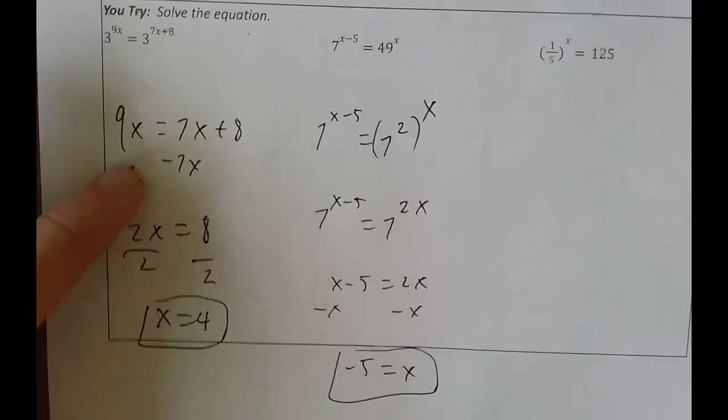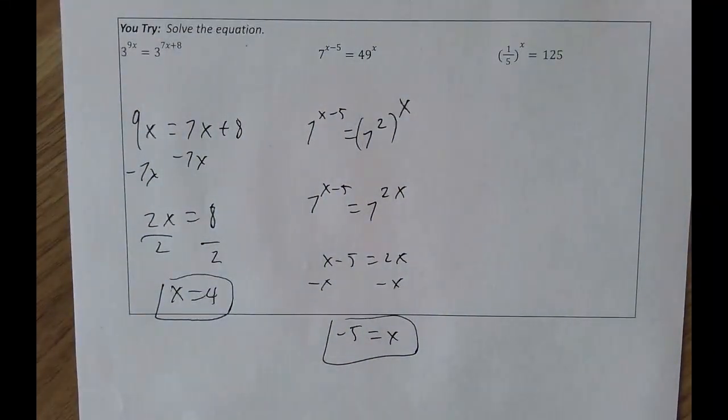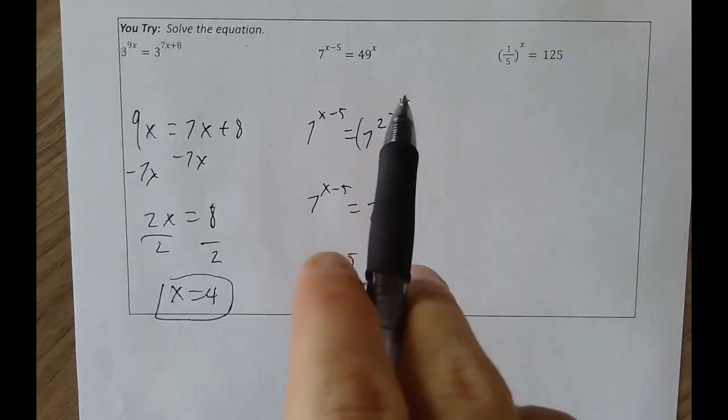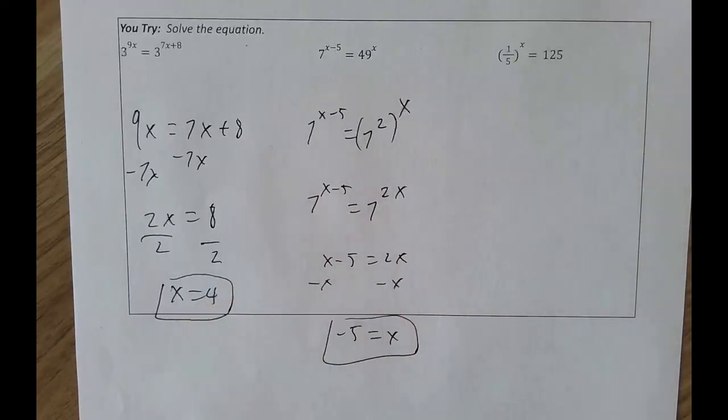Okay, let me zoom out a little bit so you can see that. Okay, so again, bases were the same, straightforward, just set the exponents equal to each other. Base is different, you gotta change at least one of them to be the same as the other base. Okay, now we're on our last one.